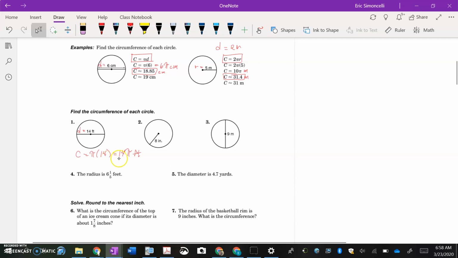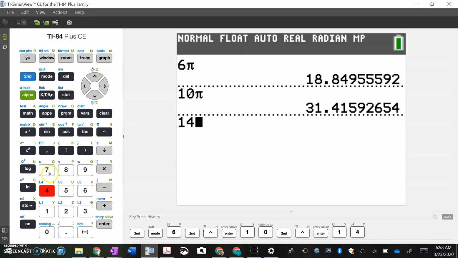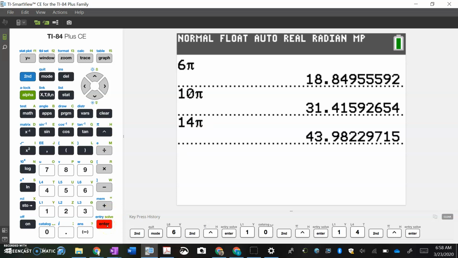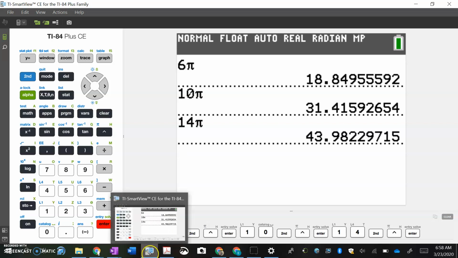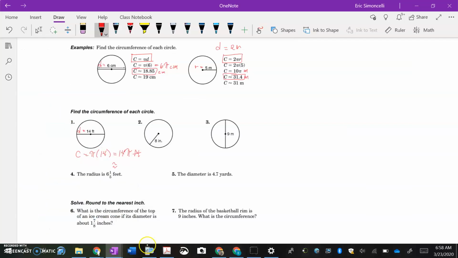If I were to rewrite this as a decimal, let's round our decimals to the nearest tenth place for consistency and simplicity. I end up with 43.98, or this one I will round actually to 44. It's close enough to 44, so 44. Okay, I'm going to take a look now at number 2.